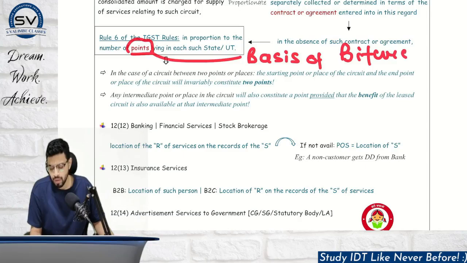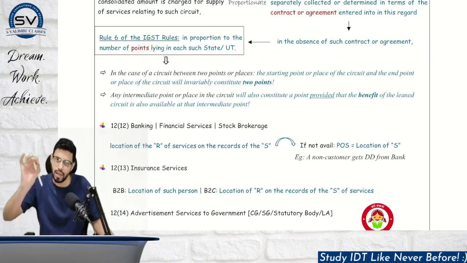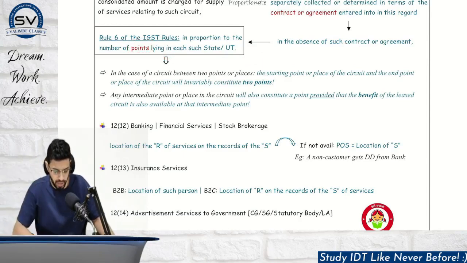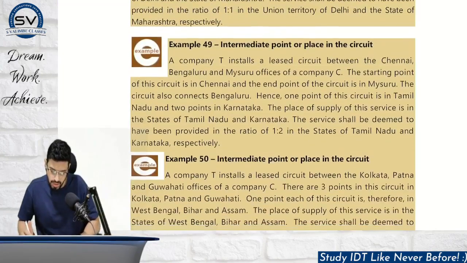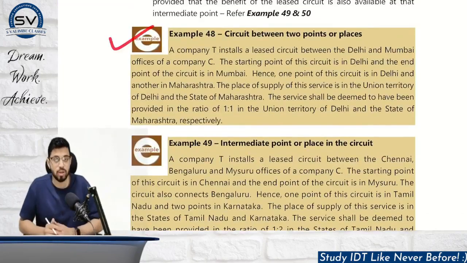So this will be given in the question: how many points are there in each particular state. That ratio has to be taken for bifurcation. I will cover the example. Wait a minute. So there are 2-3 examples given. I will quickly cover those. Basically, it will help you clarify the meaning of points.